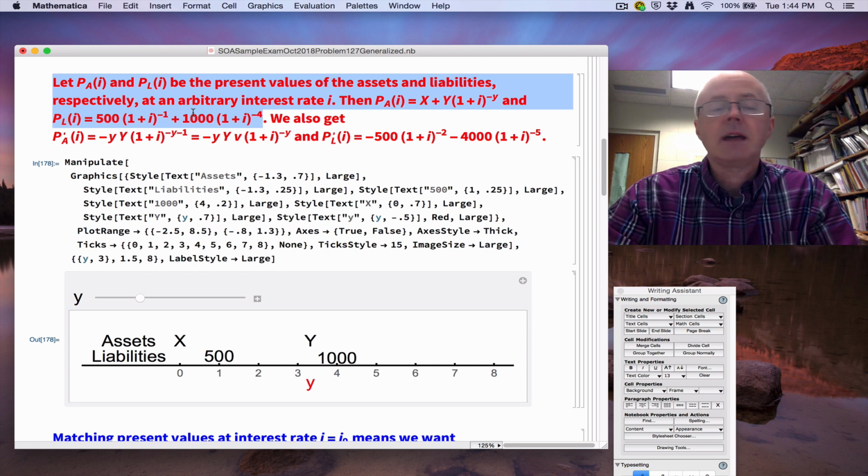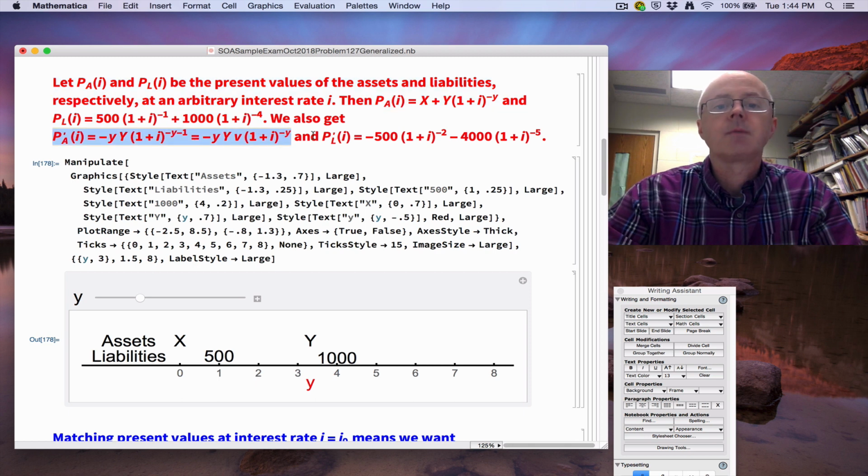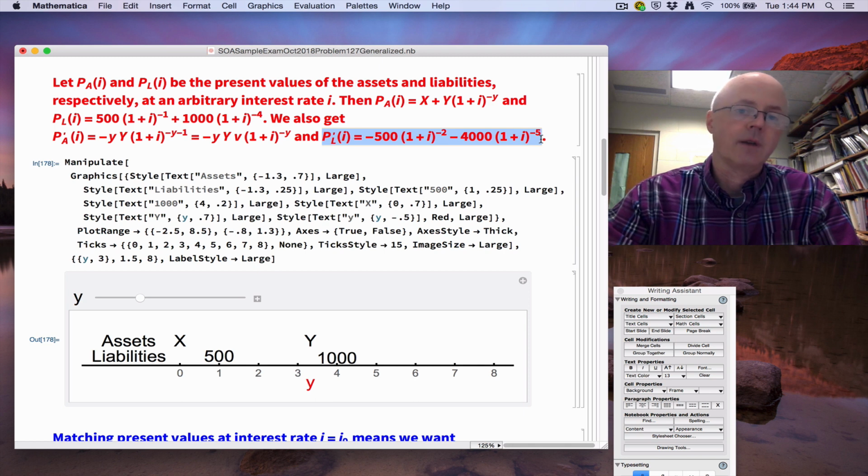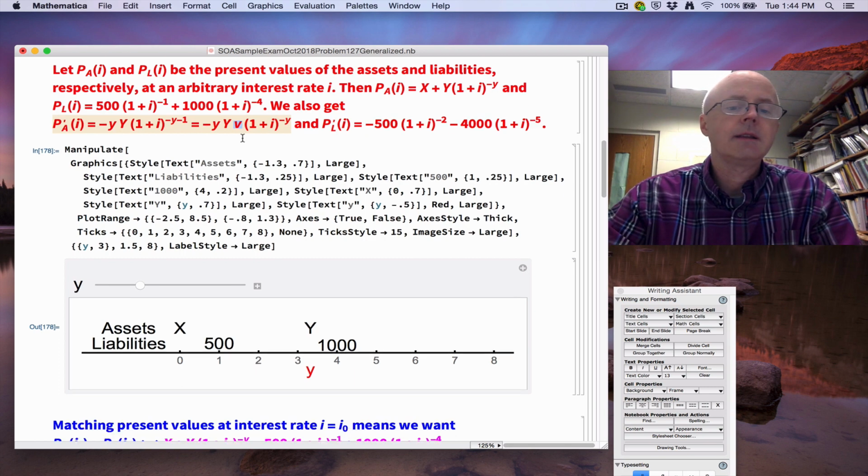Matching these things at I equals I0 will be matching present values. We also know to match durations that we want to take the derivatives of these things with respect to I and set those things equal to each other at I equals I0 as well. By the way, here V is the usual V. It's 1 plus I all to the negative 1 power. All right, let's now get into the algebra.